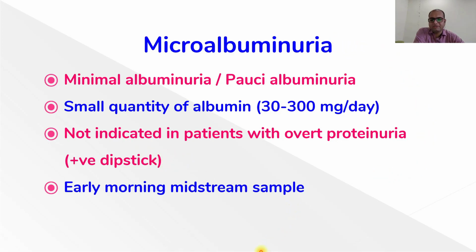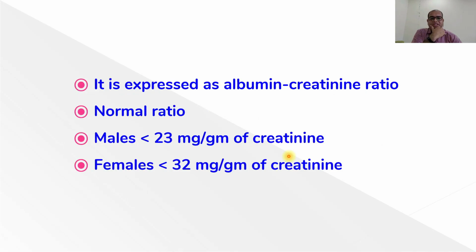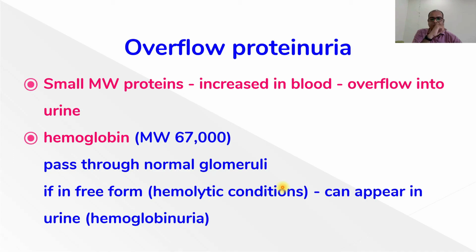We can go for the dipstick and other methods. It indicates that there is nephropathy in the patient, and this microalbuminuria is mostly present in patients with diabetes mellitus and hypertension. So that's why all diabetics as well as hypertensive patients should be screened for microalbuminuria every year. Normally it is expressed as the albumin creatinine ratio. The normal ratio for males is less than 23 milligrams per gram of creatinine, and for females it is 32 milligrams per gram of creatinine.